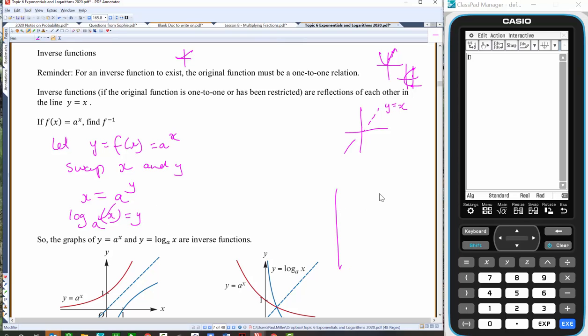But a good thing to do, and a good thing to practice your conversions, is to take the logarithm and convert it back to exponential form, which is a to the y equals x. And then take that, or hide that, and see if you can convert that into log a x equals y. Okay, so practice that move over and over again.